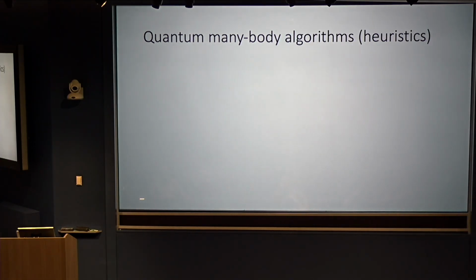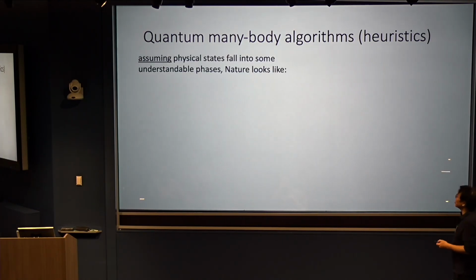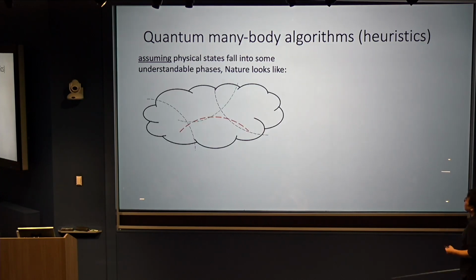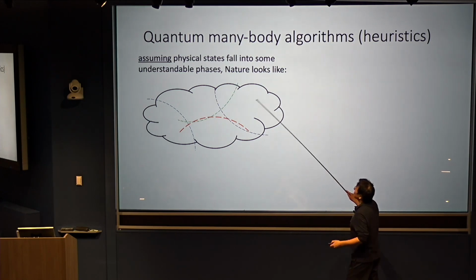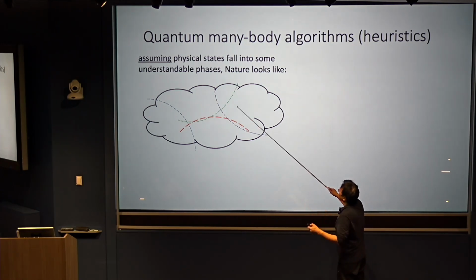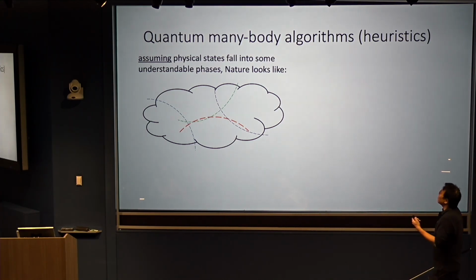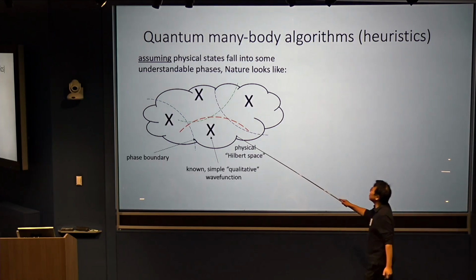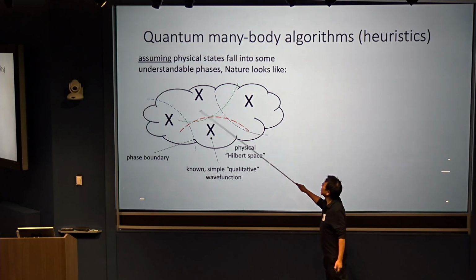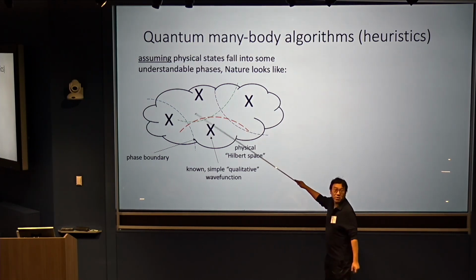Okay. So the second key factor is that if we assume what I just said is true, assuming physical states really fall into some kinds of understandable phases, then nature really looks a little bit like this, right? So this is the set of possibilities of behaviors of physical systems, and somehow they just fall into different categories, so these different regions are different phases. And we know from the developments of condensed matter theory that there are these simple mathematical wave functions we can write down to describe at least qualitative behavior in each of these phases.